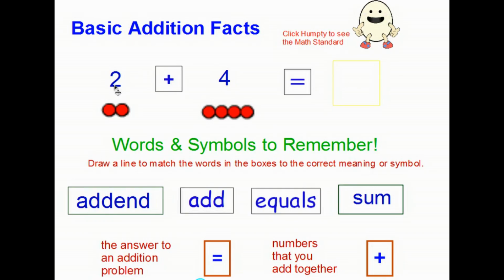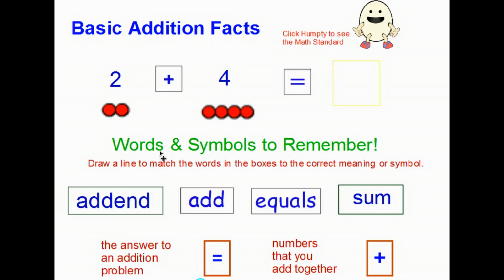Here you have, say, 2. You can work with addition with these real life objects. As you can see, here you have 2 red balls. Here you have 4 red balls. How are you going to add them? Simply by counting. By counting, you can find the result.